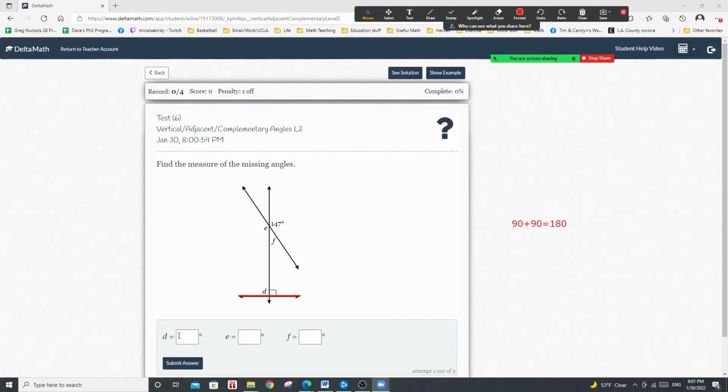For the other values, I'm just going to go ahead and... 147 is vertical. And then we need 33 to make 180. Let's see if that's right.